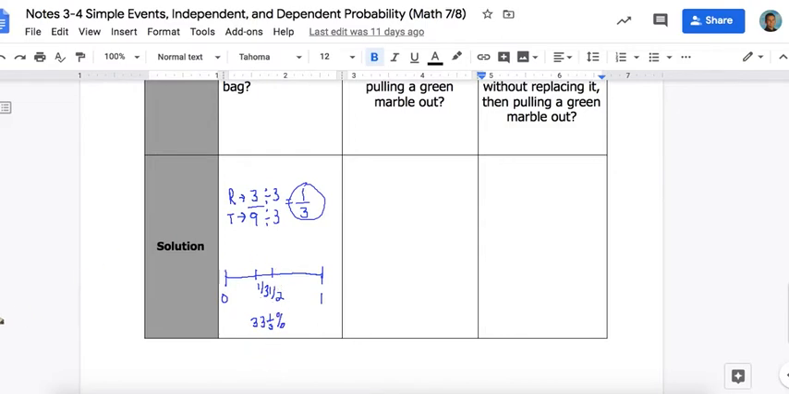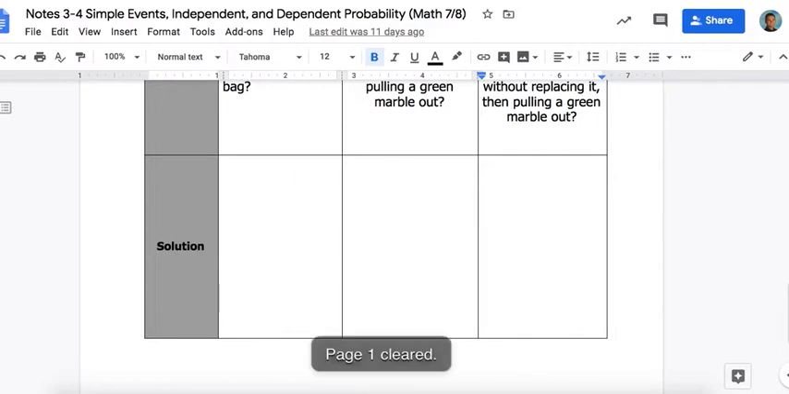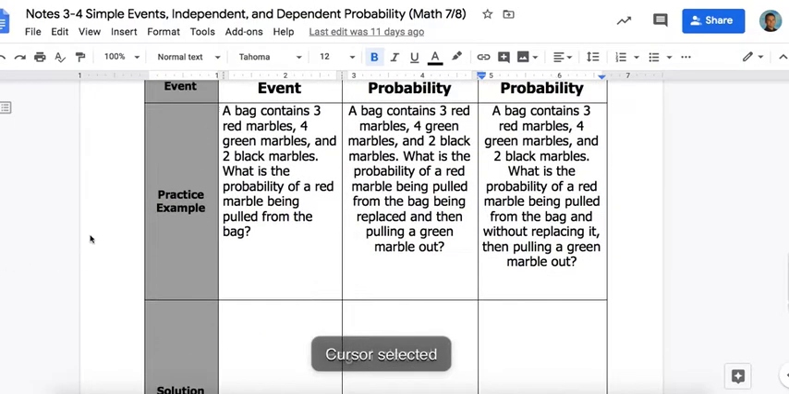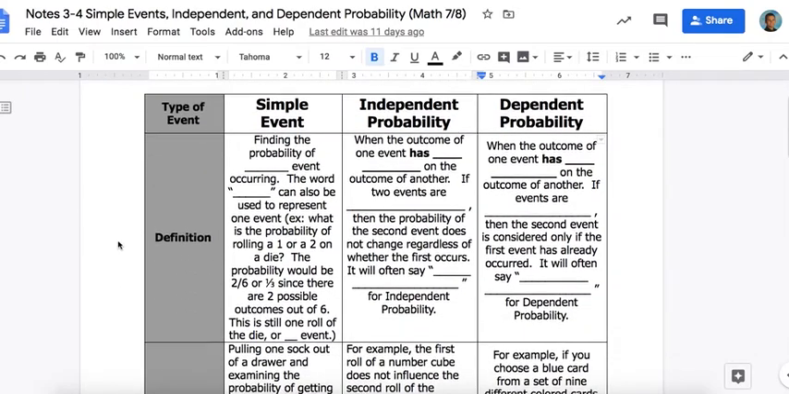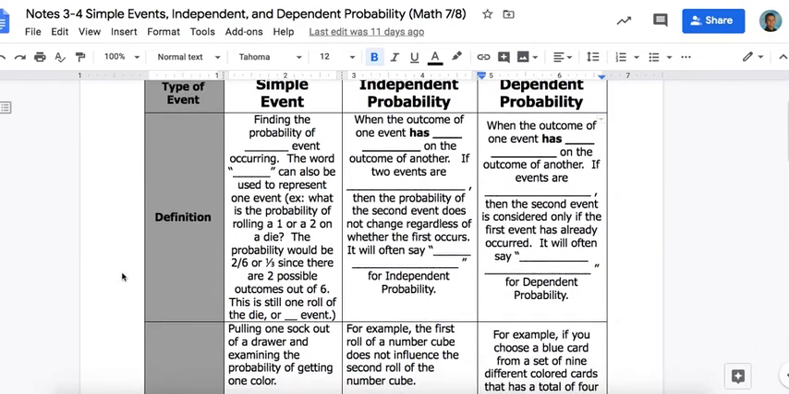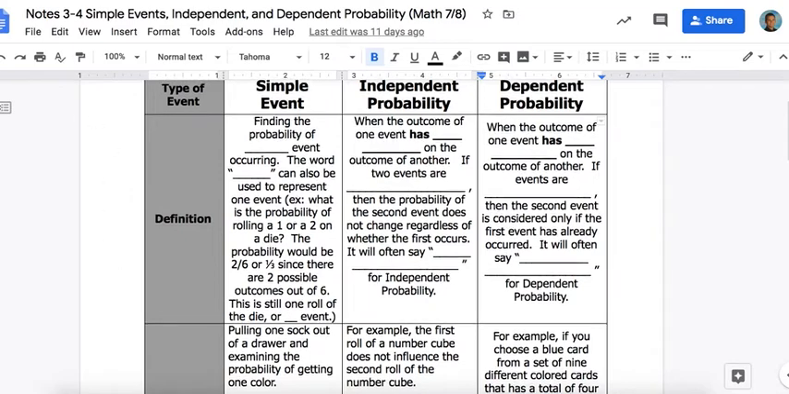All right, let's look at independent probability. So I'm going to scroll back up to the top, to the first page of your notes here. Independent probability is when the outcome of one event has no effect on the outcome of another.